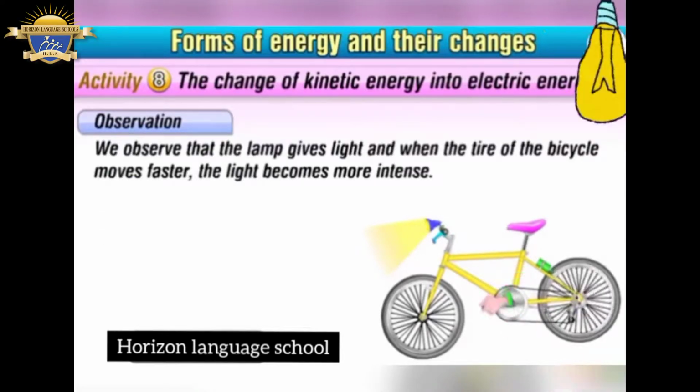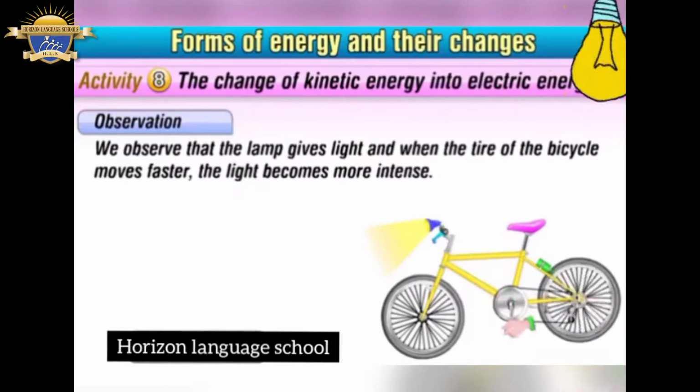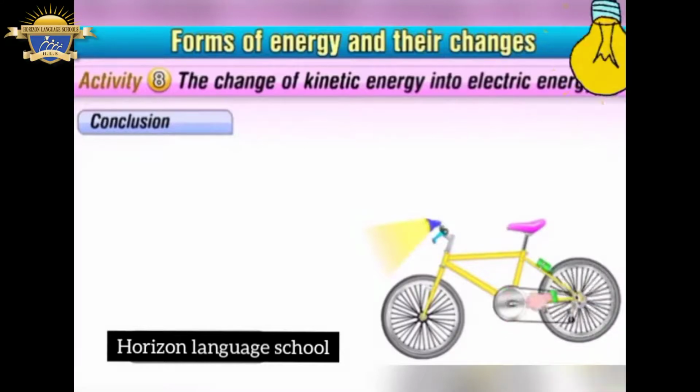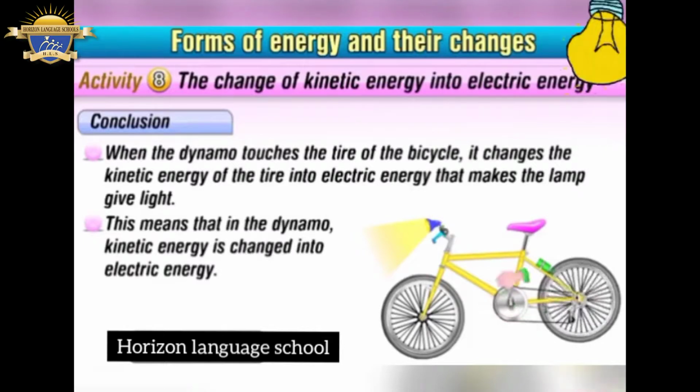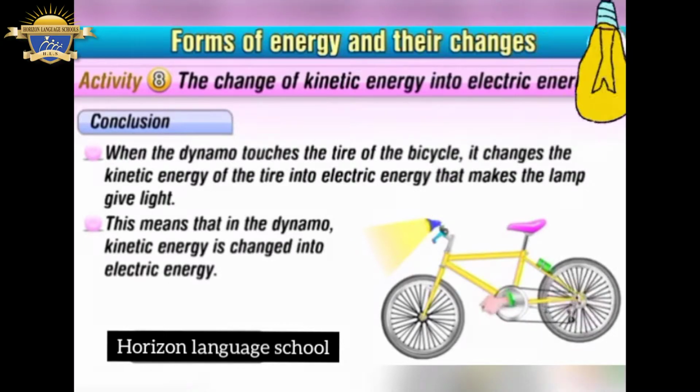Okay, what will happen? We observe that the lamp gives light, and when the tire of the bicycle moves faster, the light becomes brighter. So conclusion, when the dynamo touches the tire of the bicycle, it changes the kinetic energy of the tire into electric energy, and that makes the lamp give light. So in the dynamo, kinetic energy is changed into electric energy.